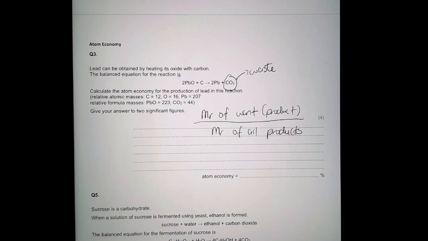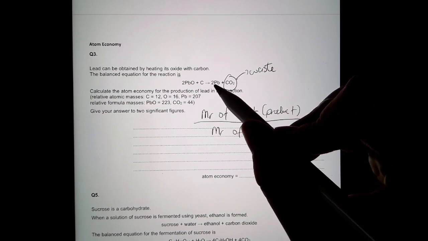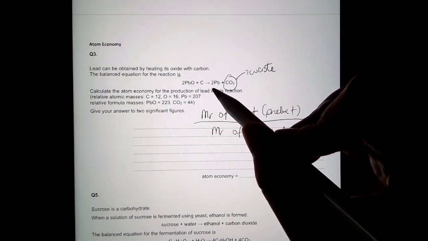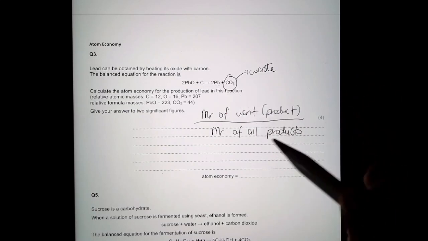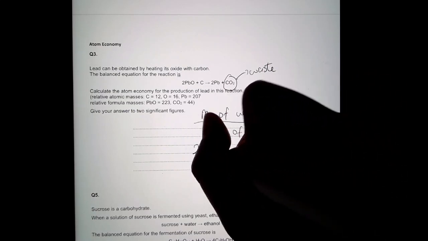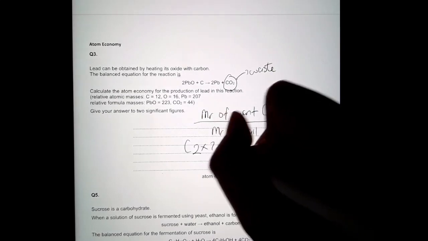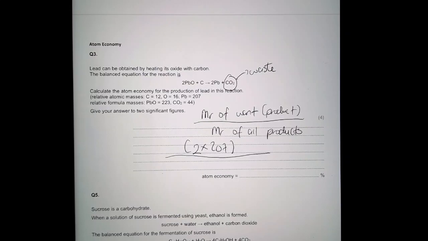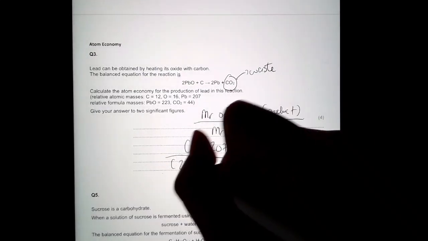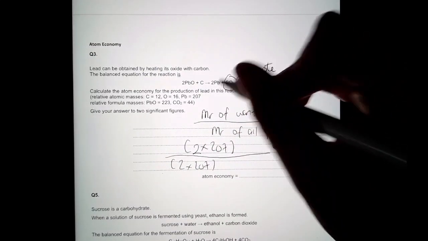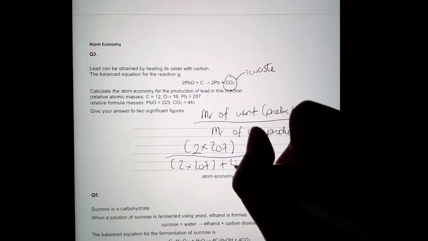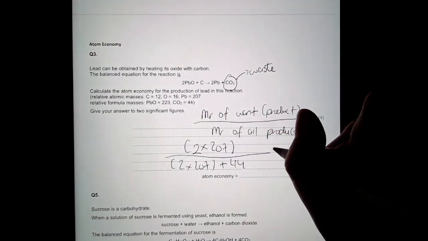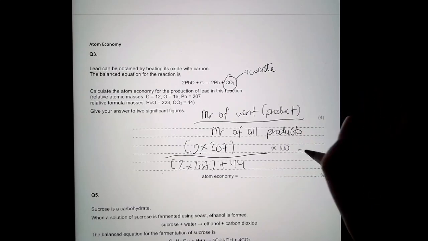Now in these atom economy calculations, you are going to use the big numbers from the balanced equation when you're getting formula mass, because you're making 2 equivalents of lead and that needs to be taken into account. So I'm going to have 2 times lead, which is 207. That's the formula mass of the product I want, divided by the formula mass of all products, which again is going to be 2 times 207 because I've got 2 leads, plus carbon dioxide, which is 44, and then I work that out as a percentage and I get atom economy.